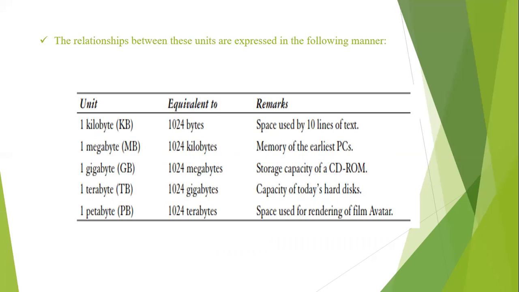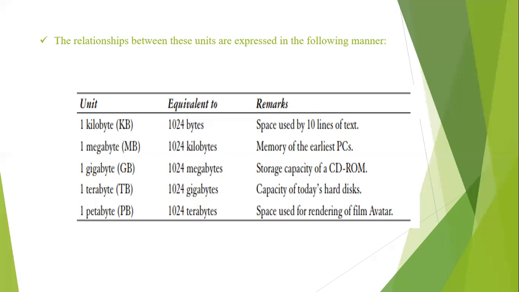Then 1 KB, look at capital letter KB, 1 kilobyte. 1 kilobyte means 1 byte is 8 bits. 1 KB, 1 kilobyte is 1024 bytes. Space used by 10 lines of text. An example is also given under the remarks section. Roughly, it's the space used by 10 lines of text. It's just 1 KB of text.